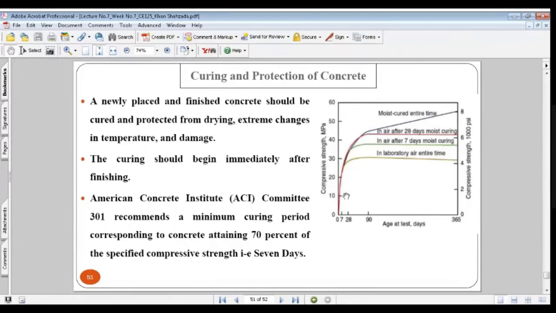Now from the graph, I will try to explain the effect of covering on the strength of concrete. On the x-axis in this graph, you can see the age at test in days, once we have tested the concrete in the universal testing machine in the lab. And on the y-axis, you can see the compressive strength in megapascals. So we have 4 types of concrete: this 1, this 2, this 3, this 4.